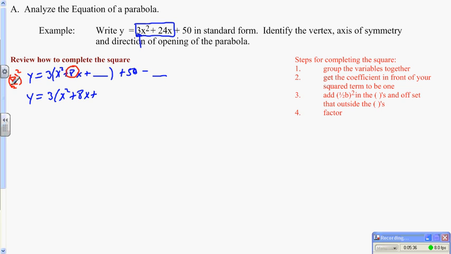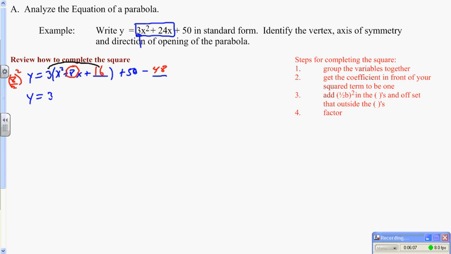That gives us 8 divided by 2 is 4, 4 squared is 16. Now I can't put 16 in here because if you remember, we had to be careful. It's in parentheses, so if I took it out of the parentheses, I'd have to take it times 3. If I took it times 3, I'd get 48. So out here, it's actually 48. Alright, now I didn't have to write this part, so I'm going to take this off here.